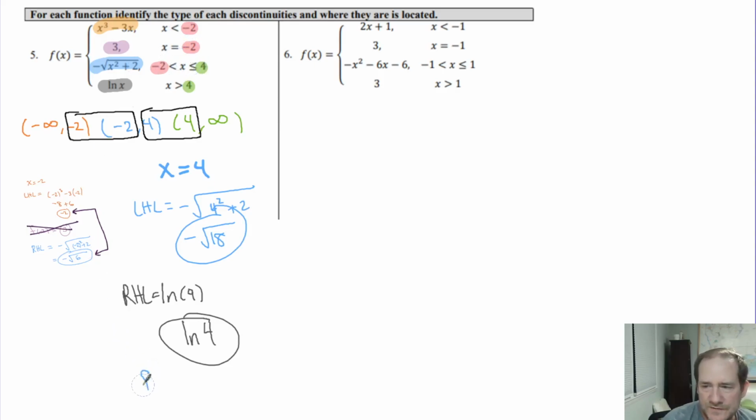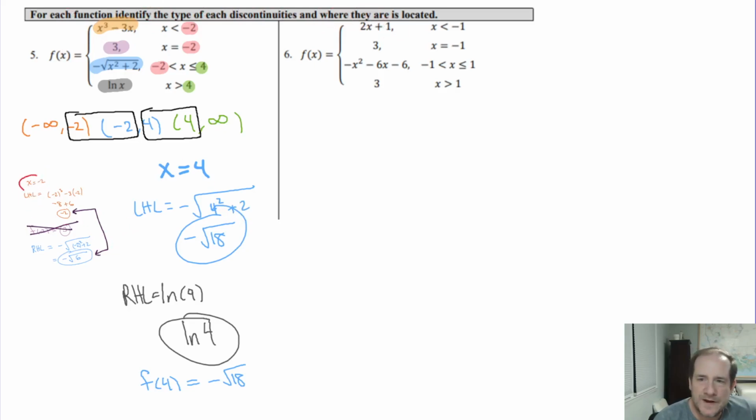So the actual function value, if I asked you what is actually f of 4, f of 4 would come from the same blue expression. It would give us the same negative root 18. But again, we don't care. For the jump discontinuity, all you would ever have to show is that the two limits, the left and right hand limits, are different. So for this guy, it says identify the type of each discontinuity and where they're located.